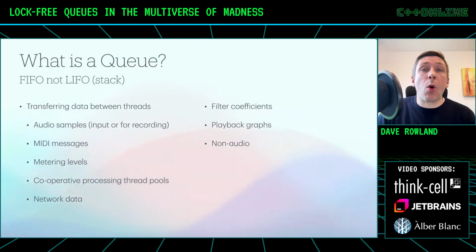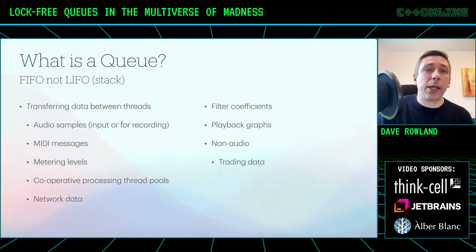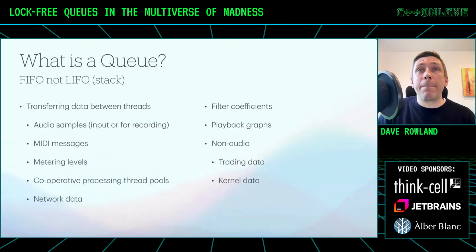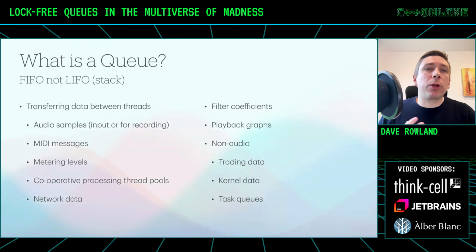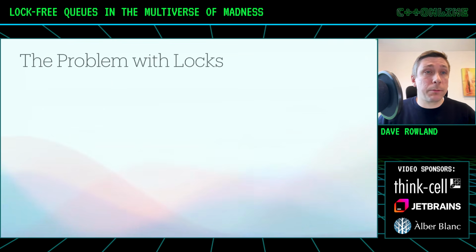It's also used all over the place in non-audio. A couple of quick examples: a lot in trading systems, and particularly for logging data, you need to get it out of your real-time path to a slow path. And then inside the kernel as well, these are used to move data around a lot without holding up other parts of the system. And then also you build different abstractions on top of lock-free queues. Task queues is one of those examples.